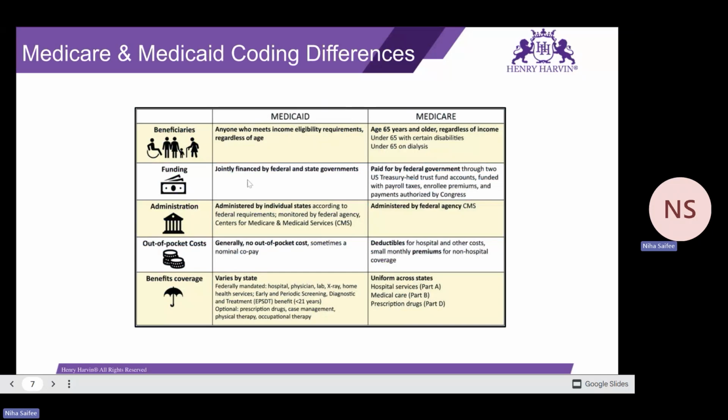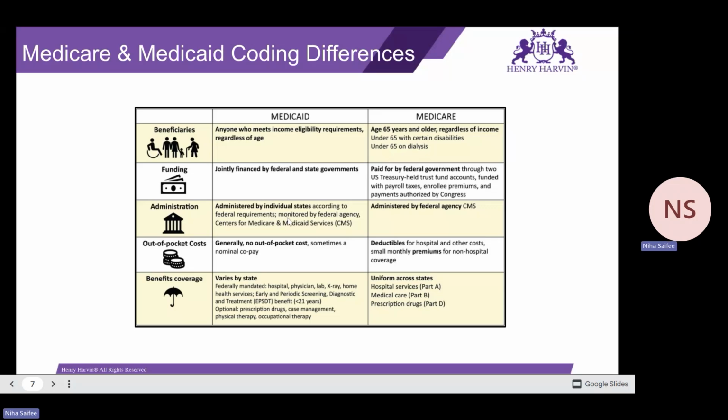Funding of Medicaid: jointly by federal and state governments. Medicare is paid by the federal government through two US Treasury held trust fund accounts funded with payroll taxes, enrollee premiums, and payments authorized by Congress. So Medicare is totally under the control of the federal government. Medicaid is funded by both the federal as well as the state government.